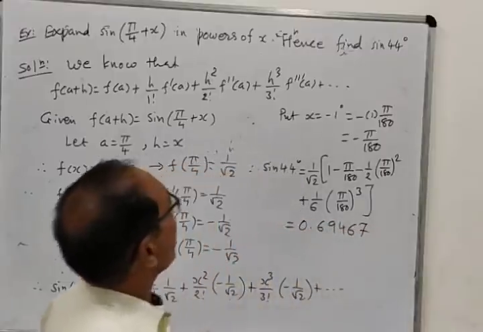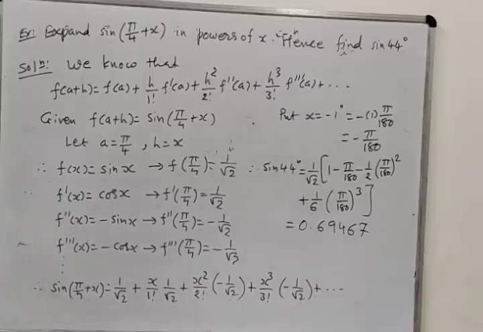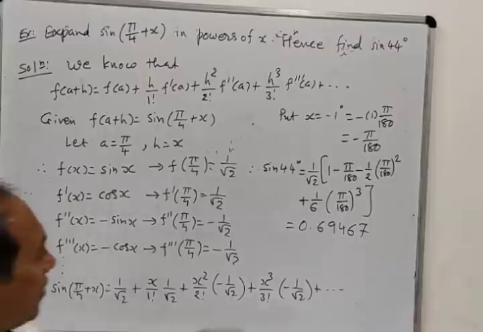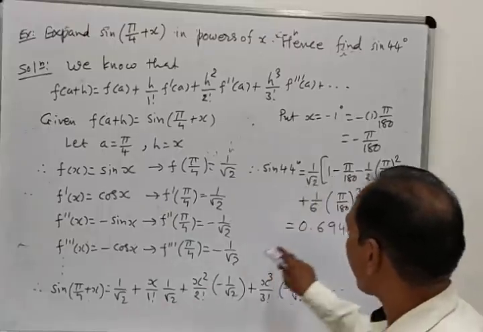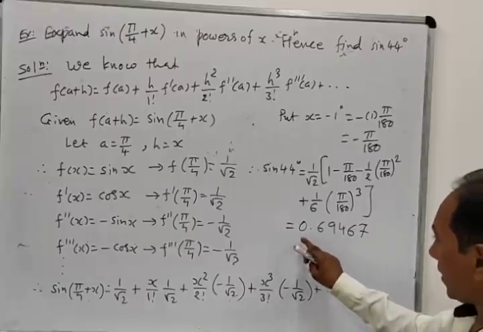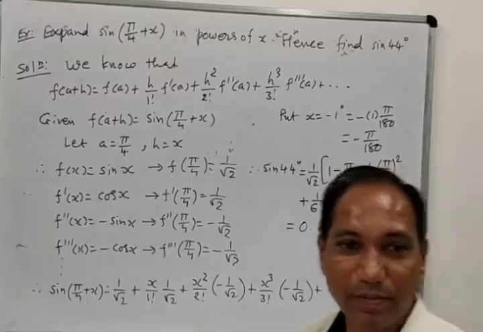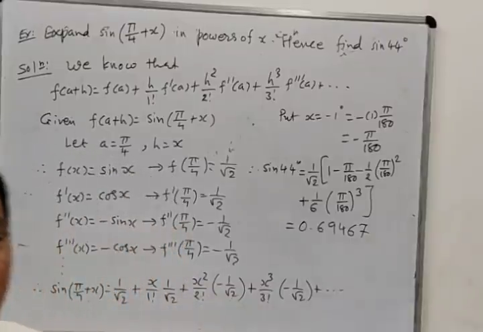0.69467. And you can also verify this value by using your calci. In your calci there are always sine function and cos function. So there you can find out sine 44, and you can verify the answer. Actually this will not be the exact answer, because we have considered only 3 terms, so there may be some error in the answer. That means it is approximately near, or close to the answer. So this is the required solution of the problem.